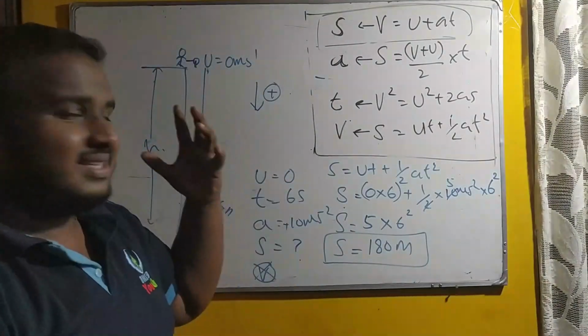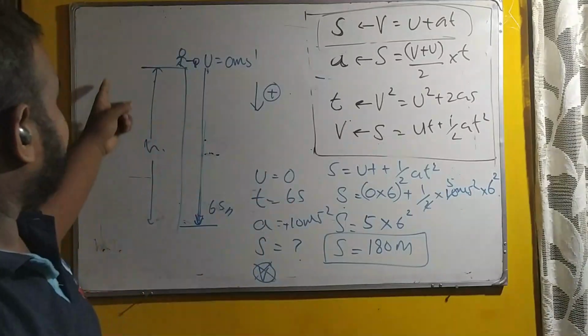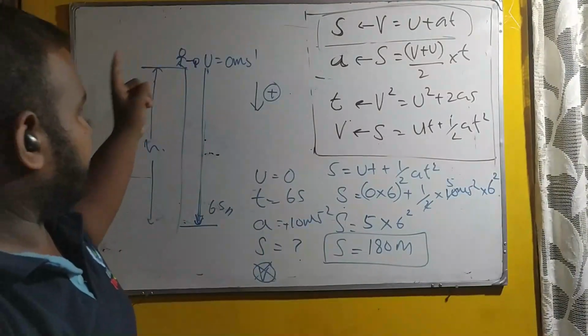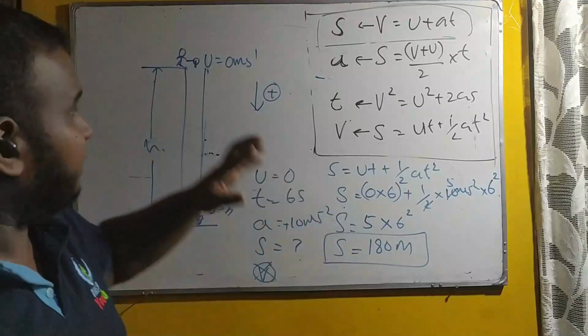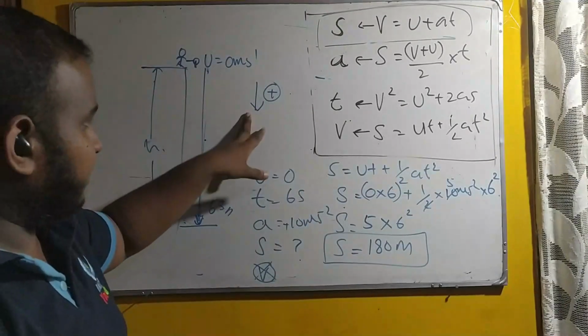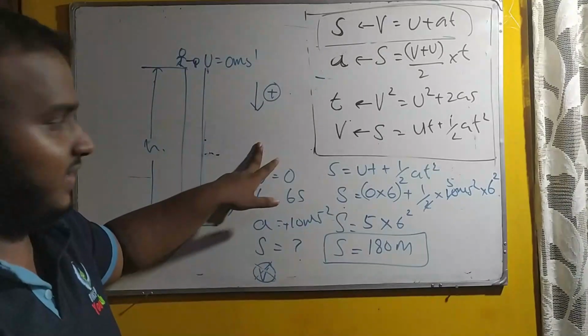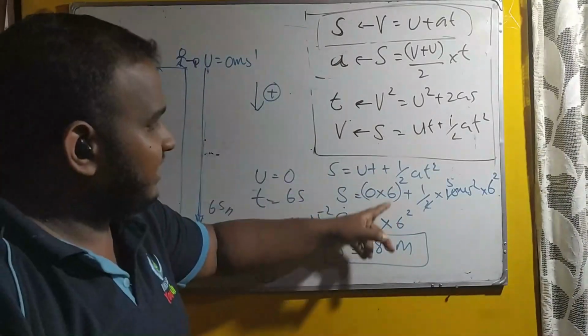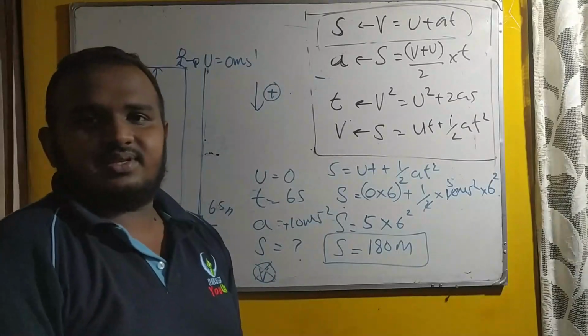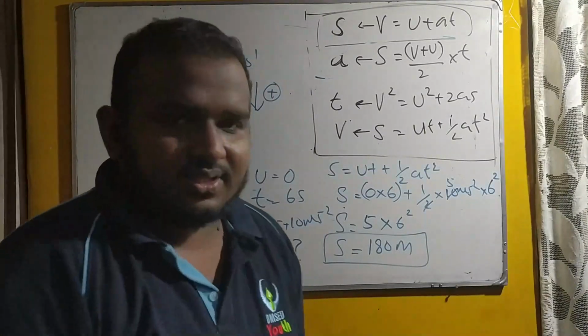Okay, so what is the method I followed? The same thing. I first read the question, drew the diagram, considered direction, collected the data, what is given here, and selected the equation, then went to the answer. Right? So these are the questions.